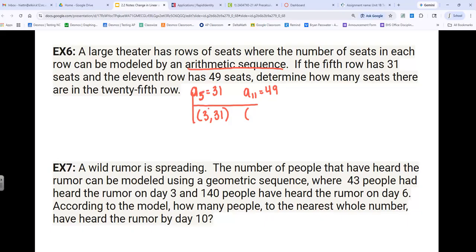Yes, I do not know why I had a 3 there. Let's turn that to a 5. So I've got 5, 31, and I've got the point 11, 49. And if I want to know the common difference here, common difference is the same as slope, I could just find the slope. So my slope formula, remember, is y2 minus y1 over x2 minus x1. You don't have to necessarily write it down, but I'm just reminding you if you've forgotten. So we would do 49 minus 31 over 11 minus 5, which is going to give me, let's see, 18 over 6, which is 3.